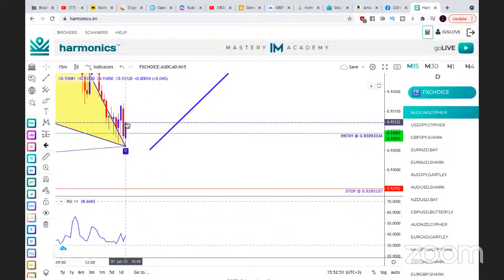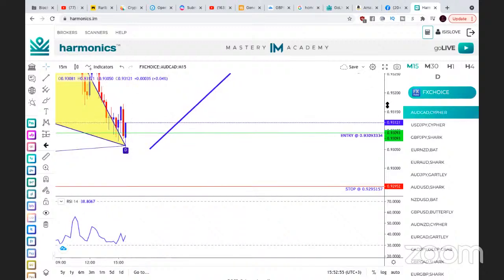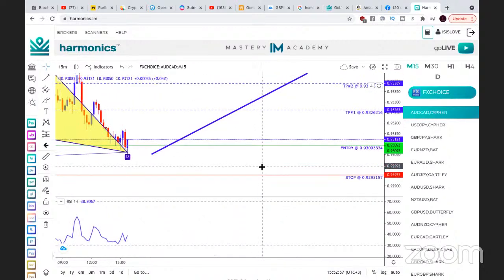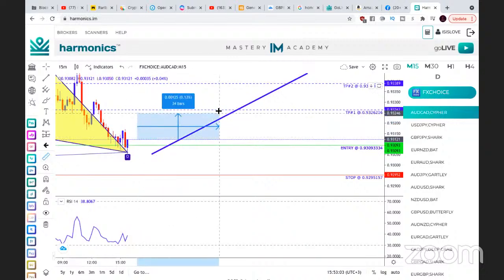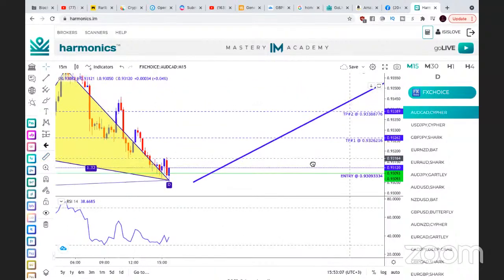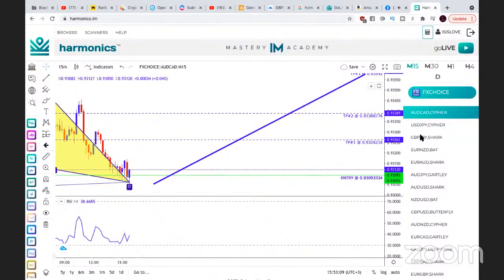But once it breaks and then closes above this entry, it'll be a great possibility to go ahead and take the trade. And from here to here, I don't know how many pips this is. I don't know why the pip measure looks like that. All right, so this would be a good trade to get into.